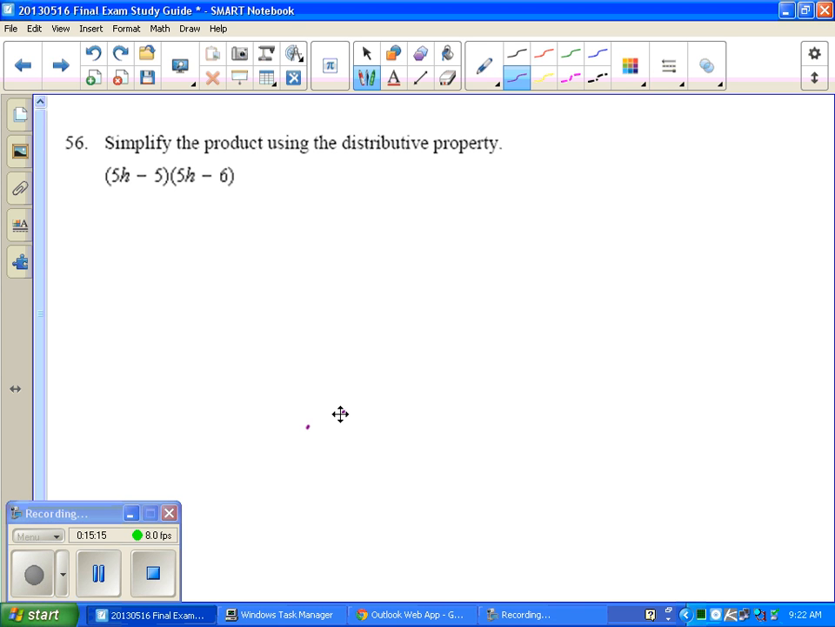25 says simplify using the distributive property. The distributive property, since you're talking about two binomials, actually is just FOILing still. So if you see distributive property, don't let that fool you. Just FOIL it like you've been doing.